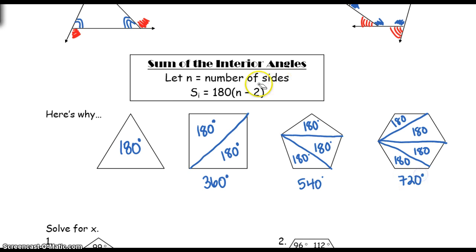Now let's look at the formula up here. Okay, 180 times 1 is 180. 180 times 2 is 360. 180 times 3 is 540. And 180 times 4 is 720. But let's look at the sides. I have 4 sides, but I multiplied this by 2. I have 5 sides, but I multiplied this by 3. I have 6 sides, but I multiplied this by 4. So what we're multiplying by is 2 less than the number of the sides. So that's where this formula comes from.